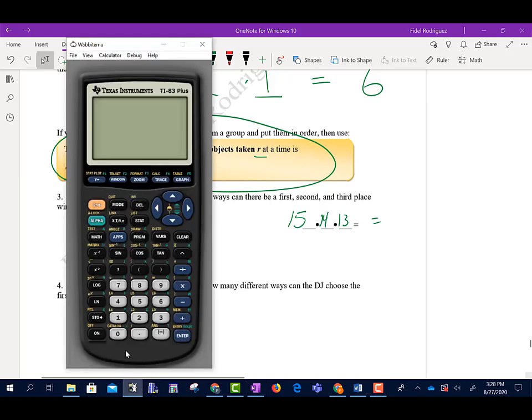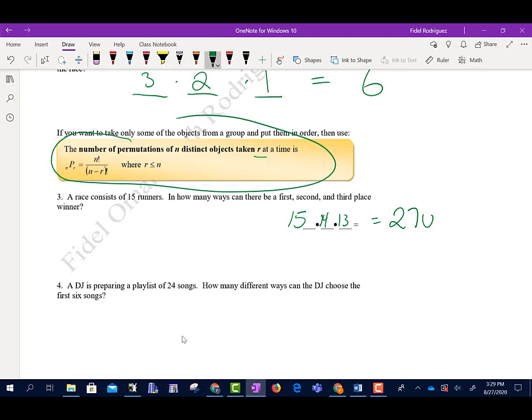Let me grab my calculator, and I'll show you 2 ways of doing this, guys. It's 15 times 14 times 13, which is 2730. Think about it this way. We have 15 runners, and we're going to choose 3 places. So the way I would do this is 15 permutation 3.